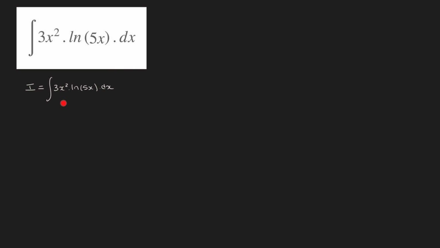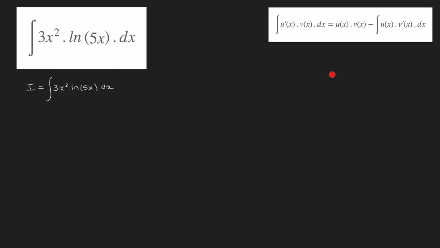Now looking at the integrand we have here, that's the expression we're trying to integrate, we can see that we are trying to integrate a product of two functions. Indeed, we have 3x squared, which is multiplying ln of 5x. And when integrating a product of two functions analytically, remember we only really have two options. One of them being the method of substitution, the other being integration by parts, for which I've reminded us of the formula in the upper right hand corner of the screen.